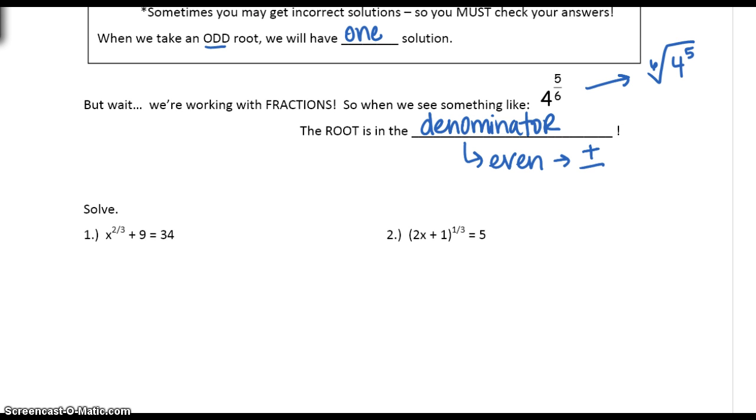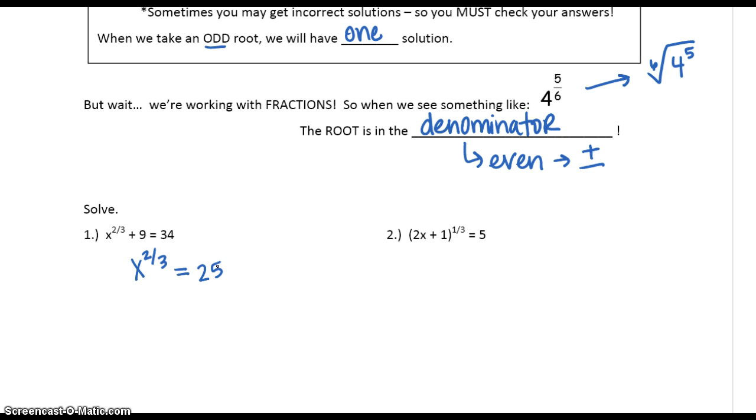So let's look at number 1. So we wanna isolate whatever has the exponent on it there, right? And the variable, obviously. So we're gonna subtract 9 from both sides. So x to the 2/3, 34 minus 9 is 25. Okay, we have to get rid of the 2/3, and that's really crazy looking, right?